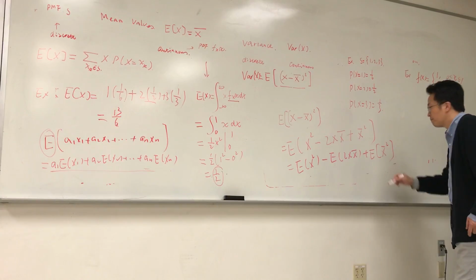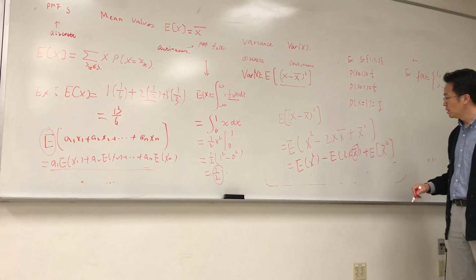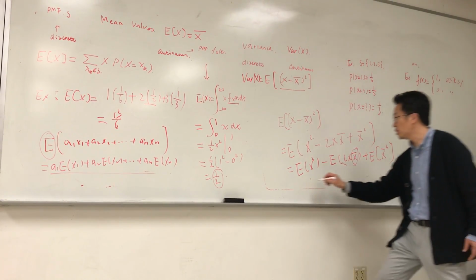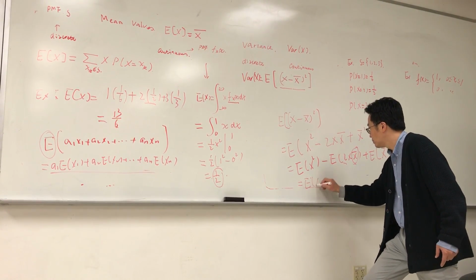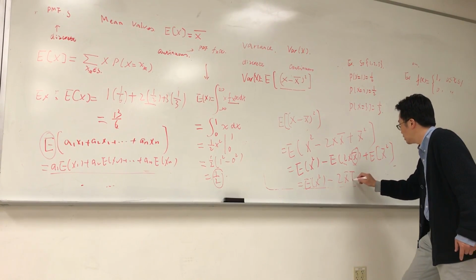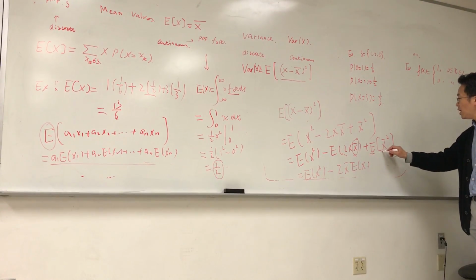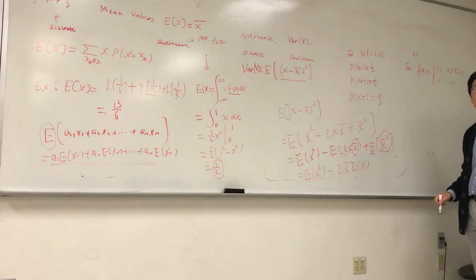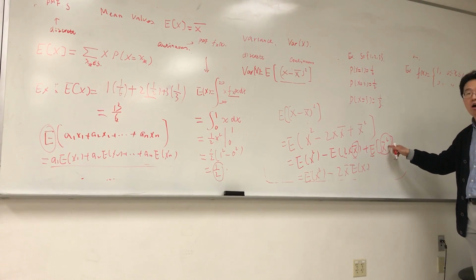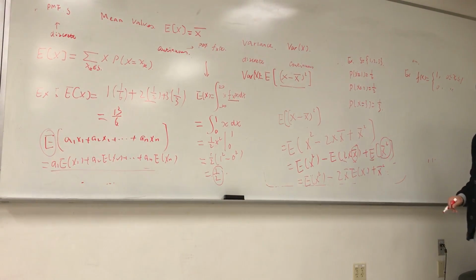Here I just mention, this guy is a constant. 2 times this guy is also constant, so it can be taken out. Minus 2 times the mean value times E of X. And the mean value of a constant should equal itself, because this is constant. Plus E of X squared. Does that make sense?